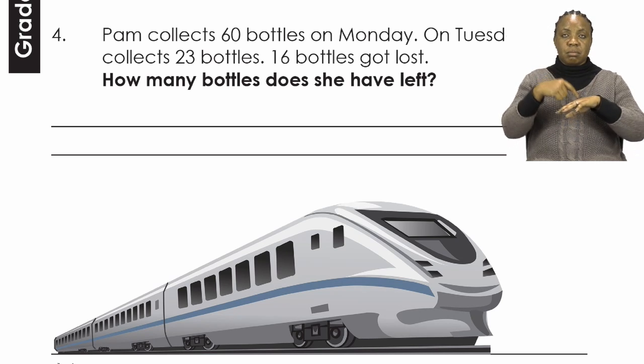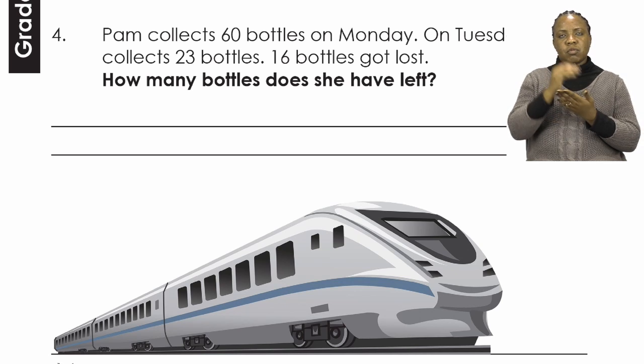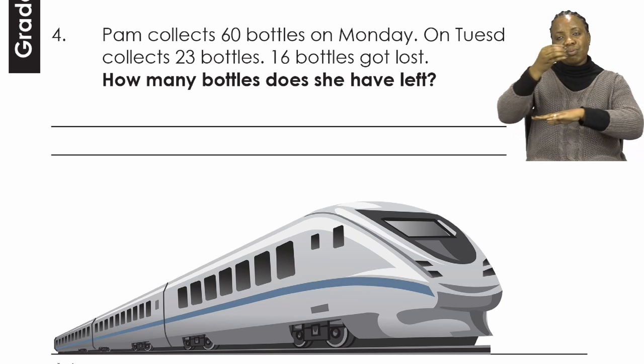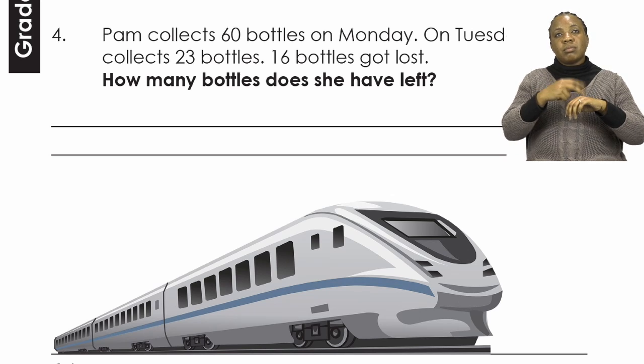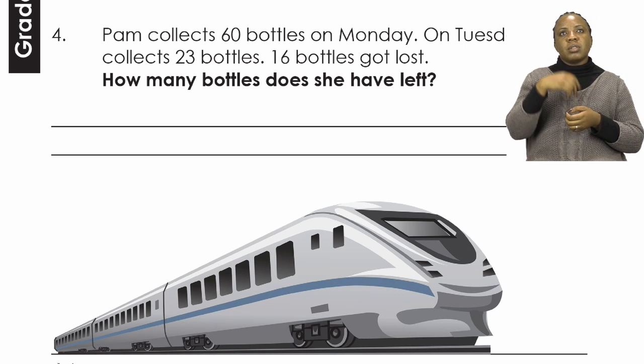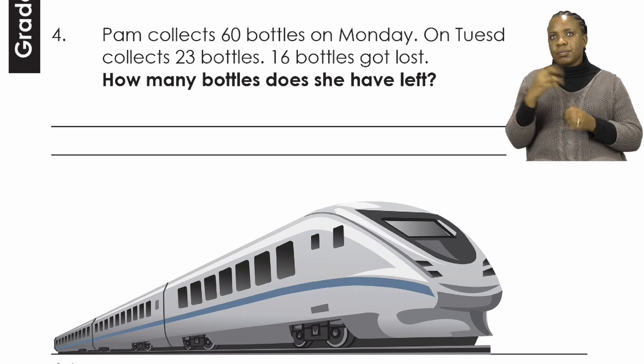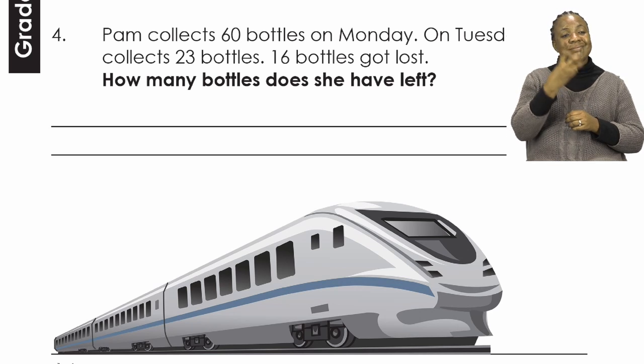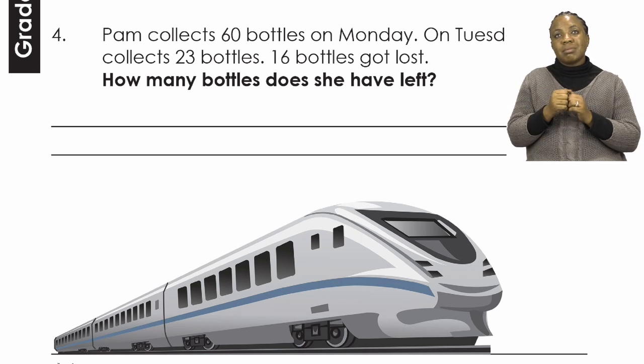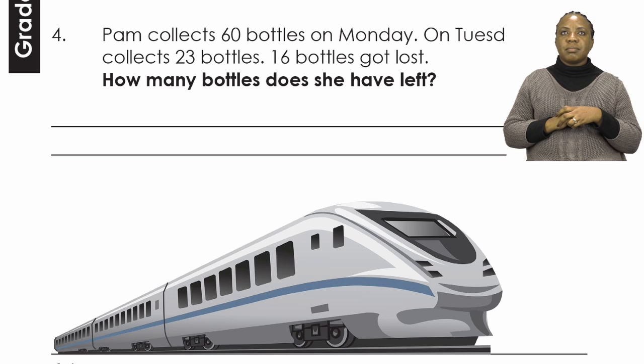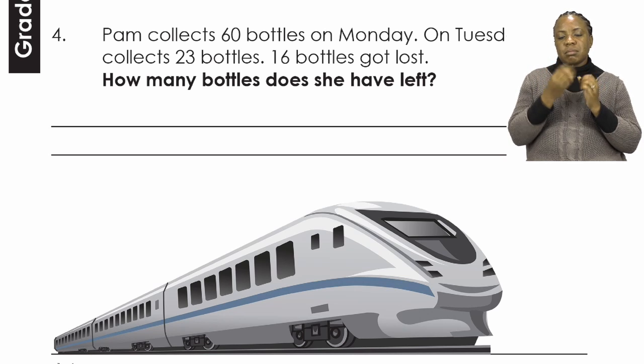Pam collects 60 bottles on Monday. On Tuesday, she collects 23 bottles. 16 bottles got lost. How many bottles does she have left? Now, it seems like we've got 3 important numbers. We have 60 bottles, 23 bottles, and 16 bottles.